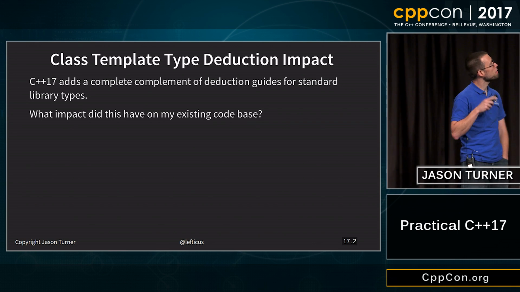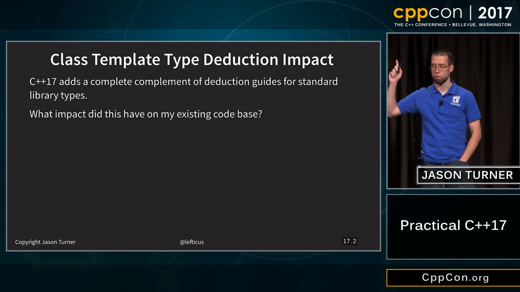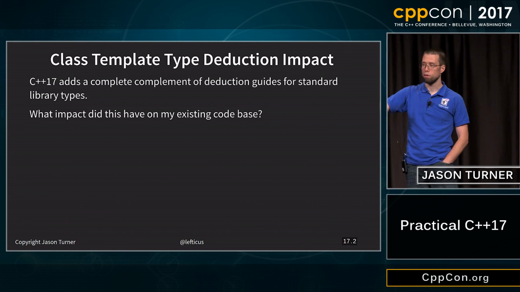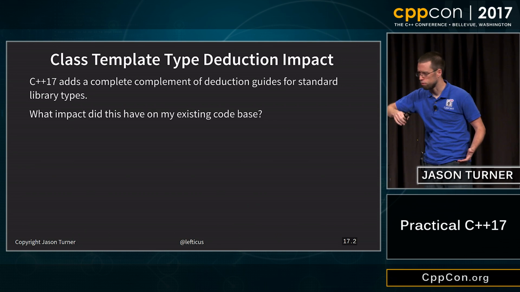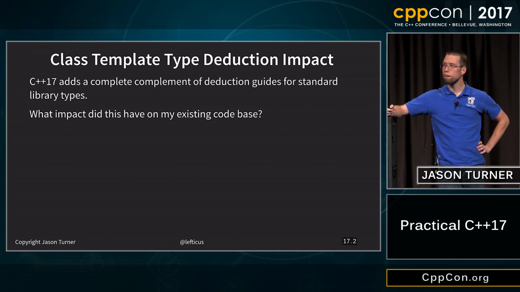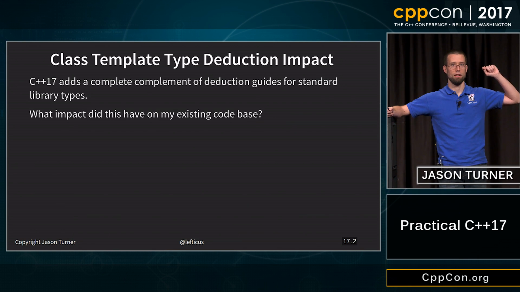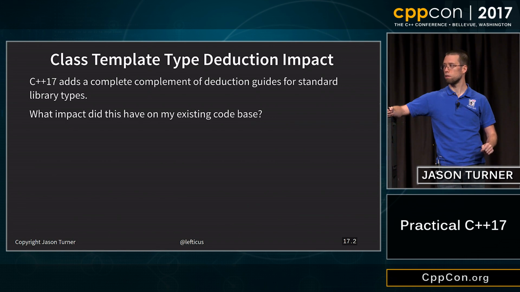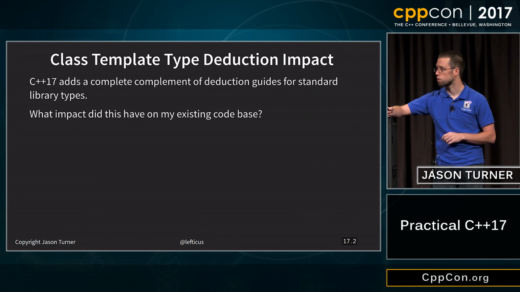So C++17 adds a complete complement of deduction guides for the standard library types. We're approximately halfway through the features, three or four in. Who thinks that class template type deduction with the standard library types had a good impact on my code? That's a question. You're not raising your hand to answer. Okay, so like being able to automatically deduce a vector of ints by passing in an init list of ints, for example.